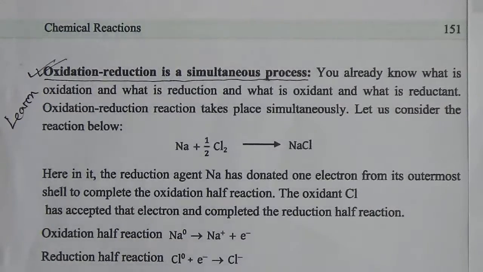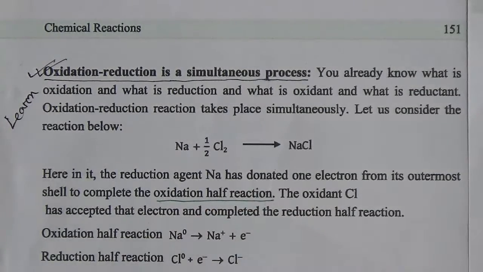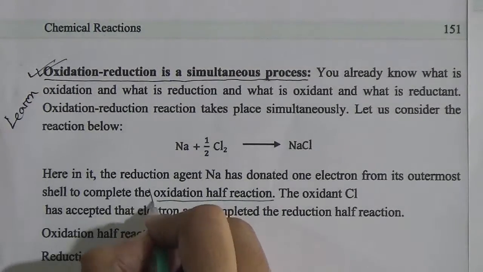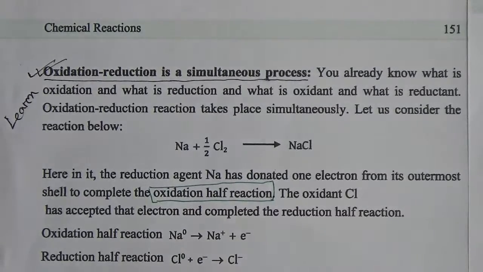Dear students, we already learned about this. Oxidation is not a full reaction. We can't say oxidation reaction, because this is a half portion of the reaction. So always we have to remember that oxidation is a half reaction, and the other half is the reduction reaction. Then the oxidant is chlorine, which accepts the electron and completes the reduction half reaction.